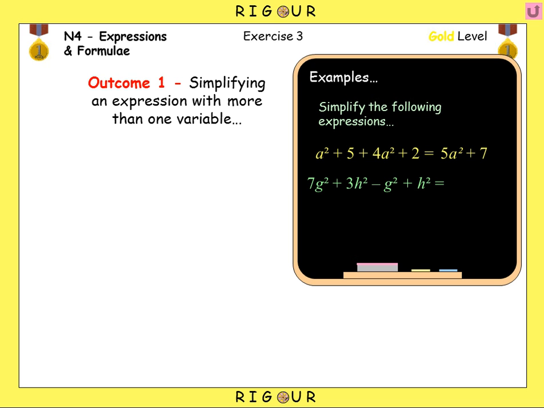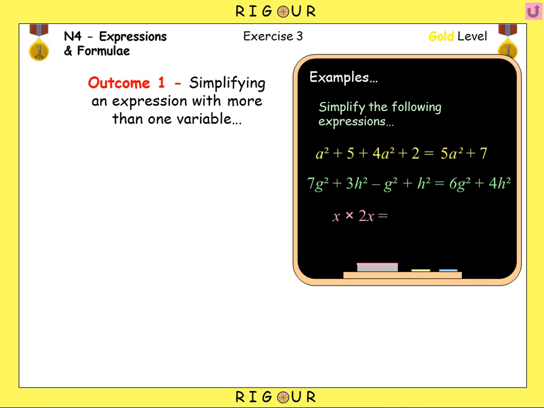So our second example is 7g squared plus 3h squared minus g squared plus h squared. So we do the g squareds first of all. So 7g squared, take away 1g squared, gives us 6g squared, and plus 3h squared plus 1h squared gives us plus 4h squared. And now a couple of multiplying examples.